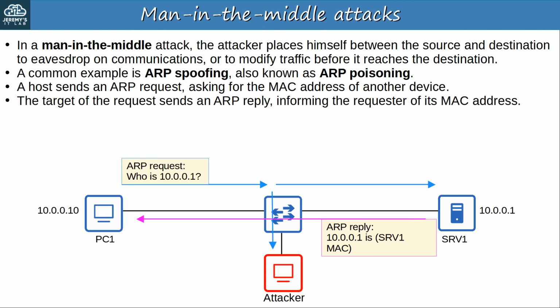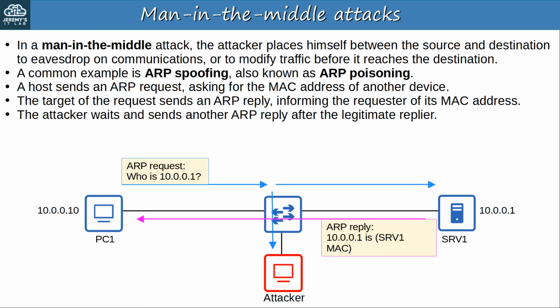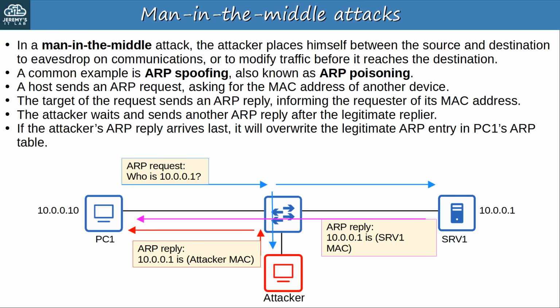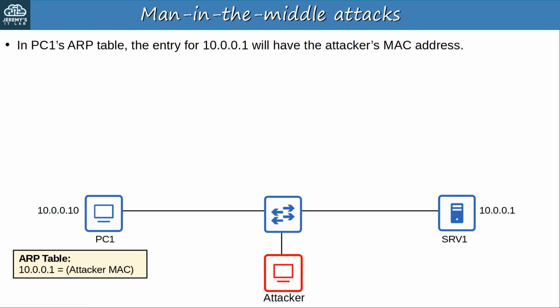But here's the attack. The attacker waits briefly, and then sends another ARP reply after the legitimate replier. So what's the effect of this? If the attacker's ARP reply arrives last, it will overwrite the legitimate ARP entry in PC1's ARP table. So, what happens next? Well, now in PC1's ARP table, the entry for 10.0.0.1 will have the attacker's MAC address, not the address of the real 10.0.0.1, which is server 1.